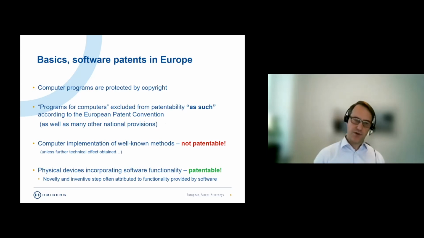So the starting point here is that computer programs are basically text that is protected by copyright. That's already done the moment you write the code. And as I said, in the European Patent Convention, programs for computers are excluded from patentability. However, the law also says "as such", and that has quite an important meaning in this case.